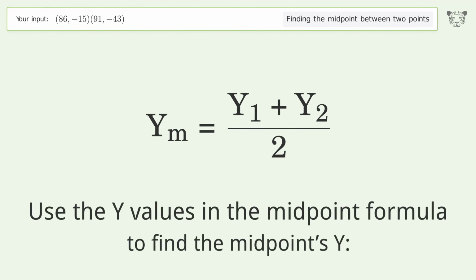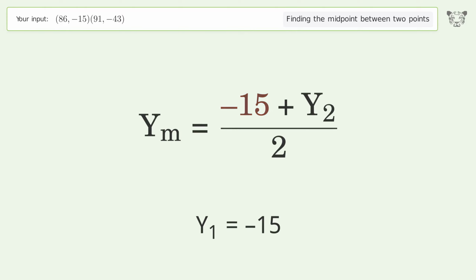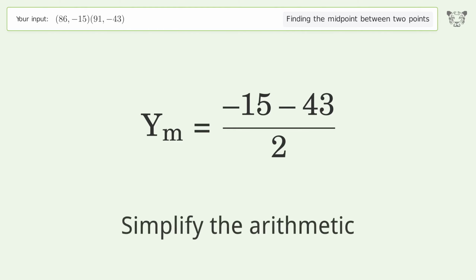Use the y values in the midpoint formula to find the midpoint's y. y1 equals -15. y2 equals -43. Simplify the arithmetic.